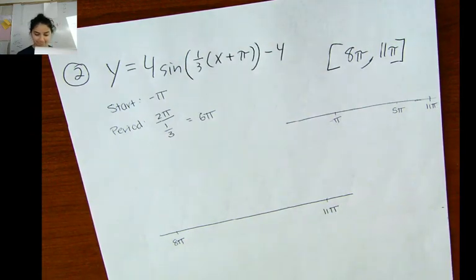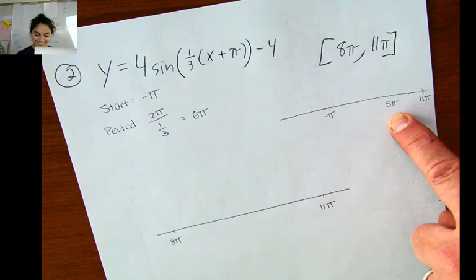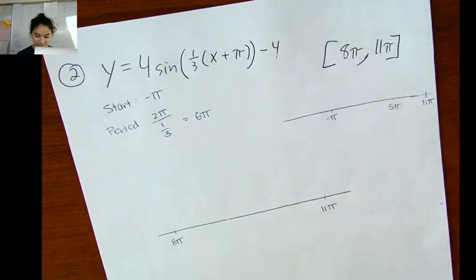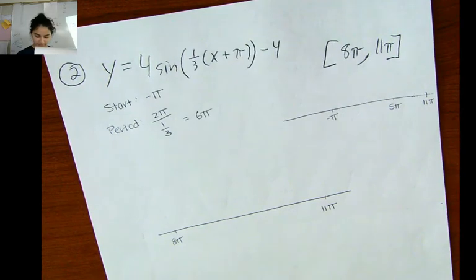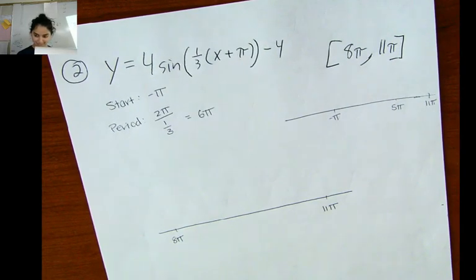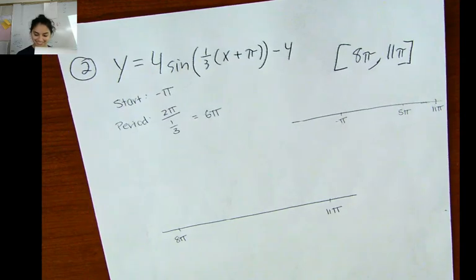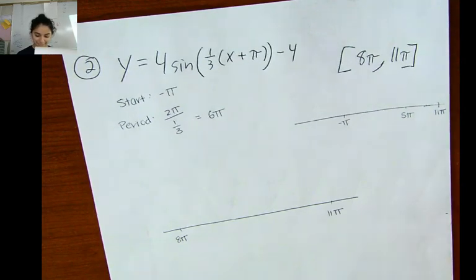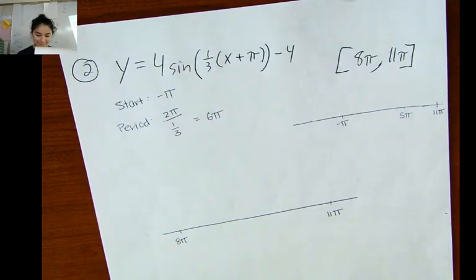But if we have an entire period from 5 pi to 11 pi, how much of a period is actually going to go into that graph? Only about half of it. About or exactly? Exactly half of it. Okay.